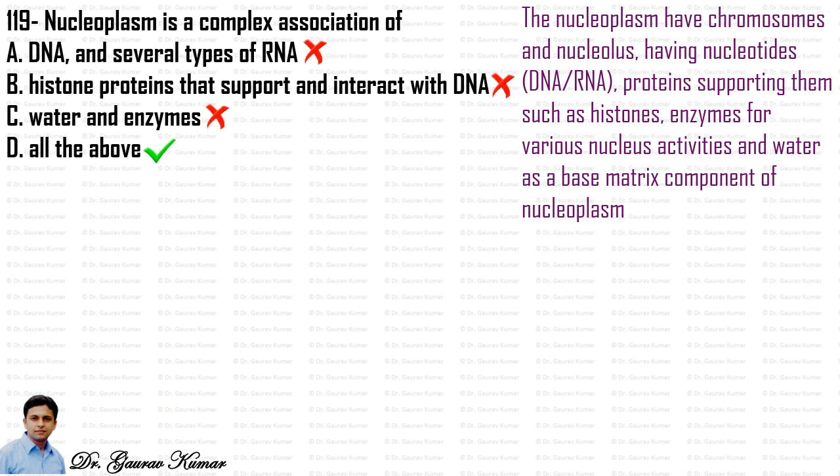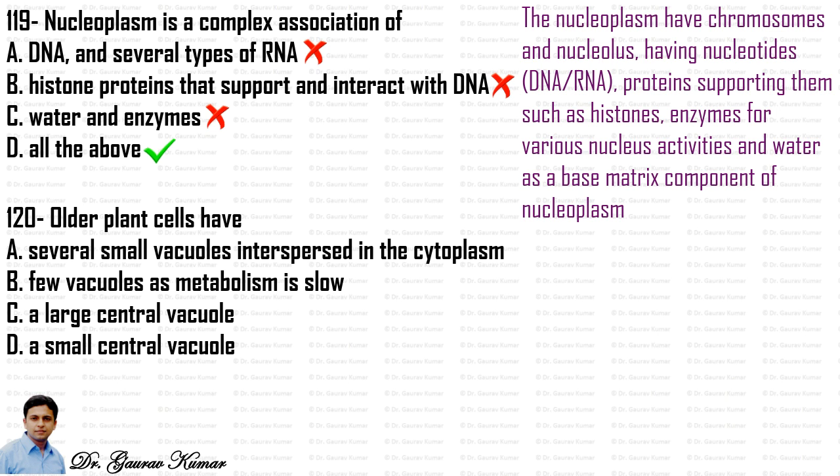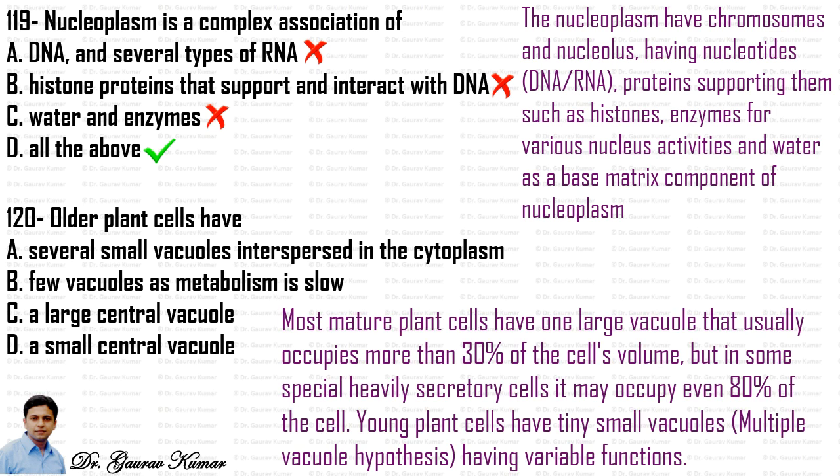Next question, older plant cells have. So most mature plant cells have one large vacuole that usually occupies more than 30% of the cell volume, but in some special heavily secretory cells it may occupy even 80% of the cell. Young plant cells have tiny small vacuoles having variable functions, and this is also called the multiple vacuole hypothesis. So option C is correct, that is older plant cells have a large central vacuole.